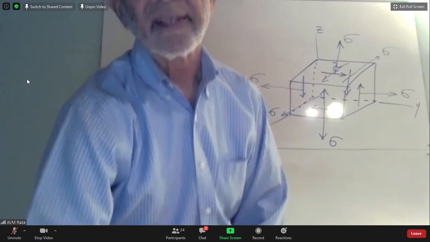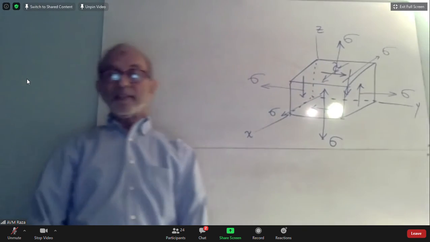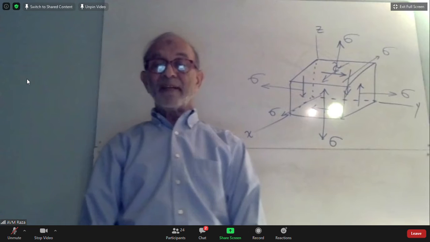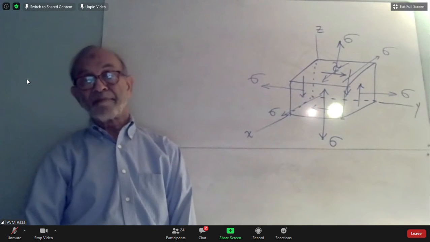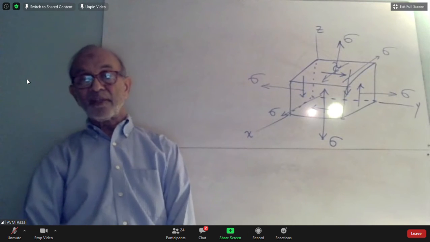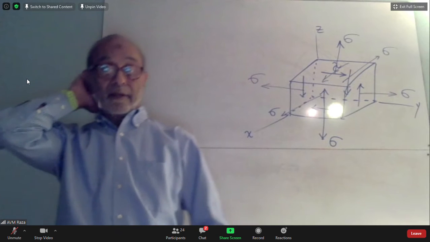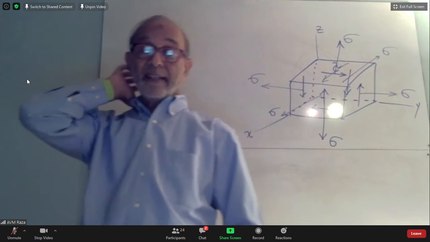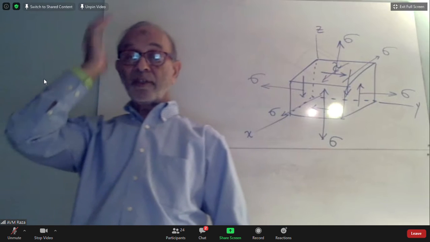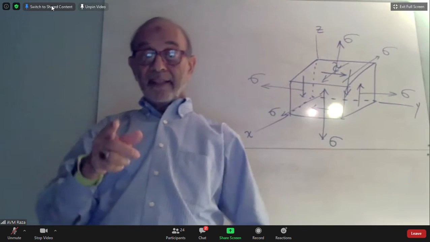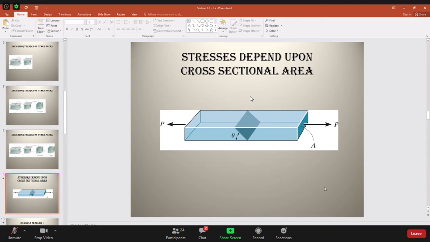No, I don't. Well, let's move on then to the next topic, which is stresses depend upon cross-sectional area. So look at the picture I'm showing you now on the slide. It is that of a member shown in 3 dimensions, and then there is a tensile force of P applied on either side. So what we defined as our normal stress was the load P, which is this, divided by the perpendicular cross-sectional area, which is this.